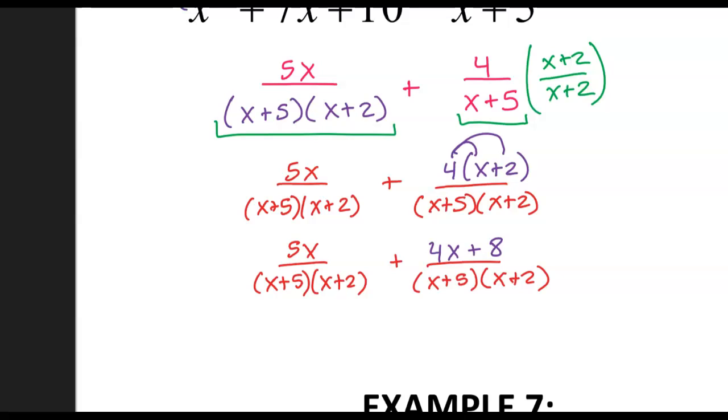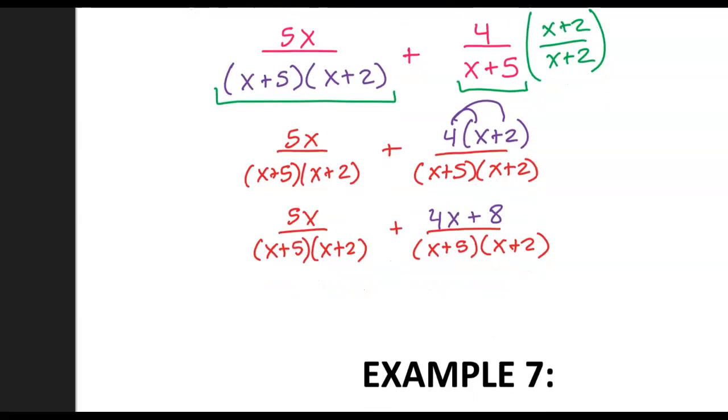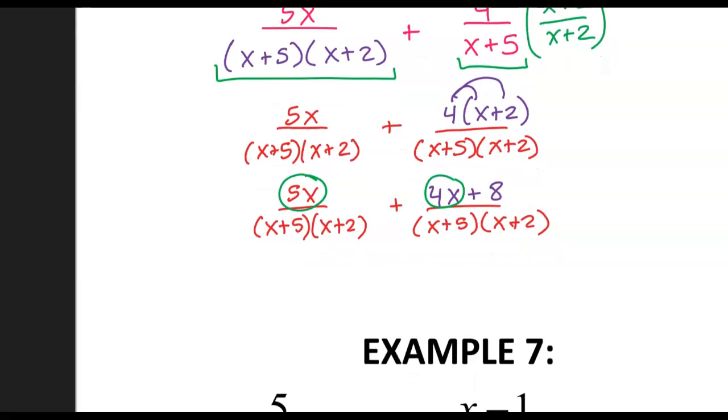So right now we have 5x over (x plus 5)(x plus 2), plus 4x plus 8 over (x plus 5)(x plus 2). We now have common denominators, and we can identify the like terms in the numerator to add them together. What are my like terms in the numerator? 5x and 4x. Are there any other like terms? No. So those are the only two we need to combine. What is 5x plus 4x? 9x. And then we bring down the 8.